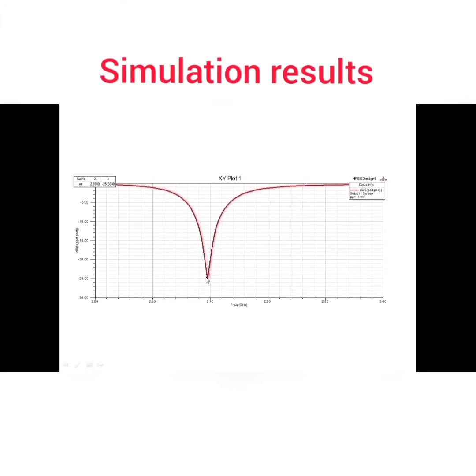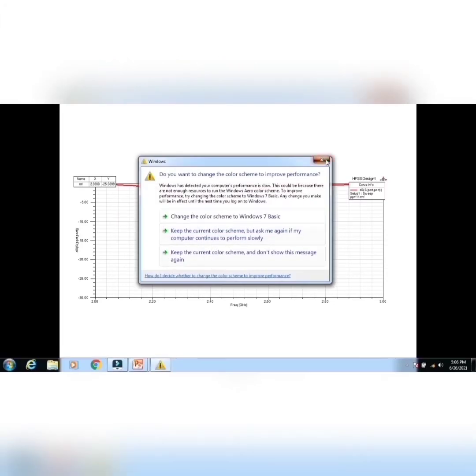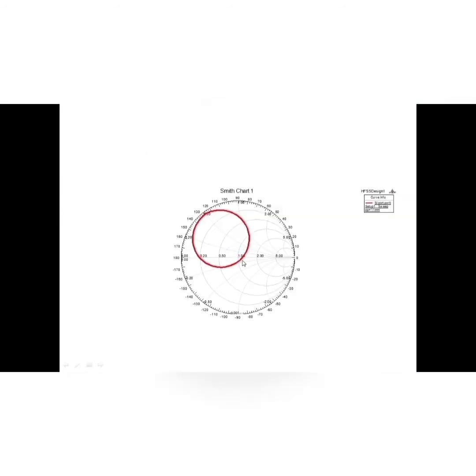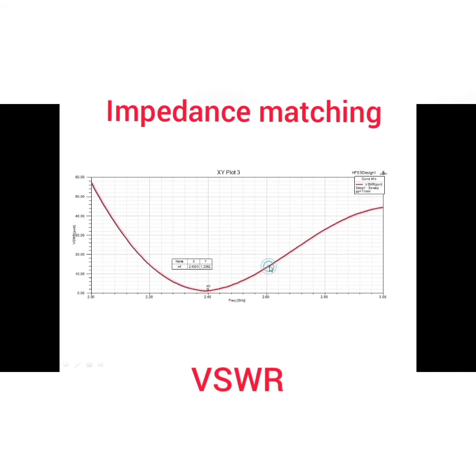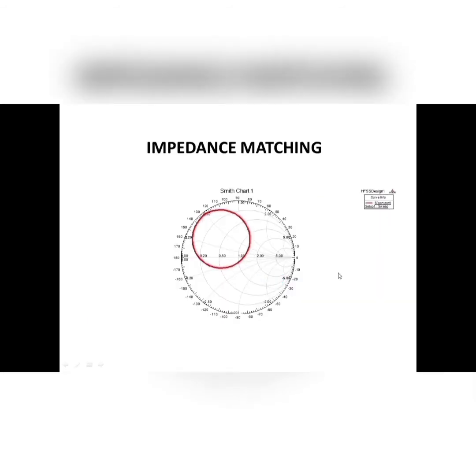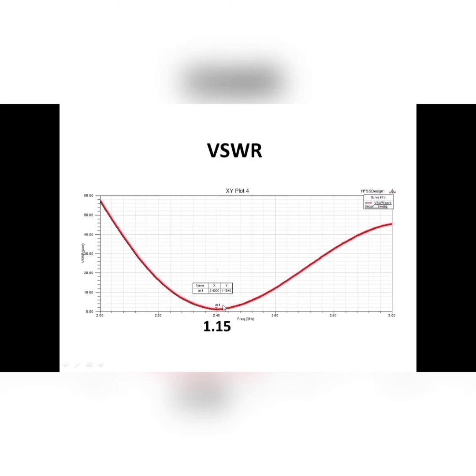So what we got is very good, right? I think we are getting more than 30 dB. I think our design is very good. We have achieved a good impedance match, and a good VSWR within the range, exactly at 2.4 gigahertz, as I am showing here. Again I am showing the same results by highlighting the values. See, VSWR is 1.15.